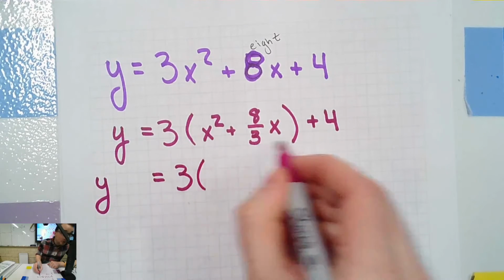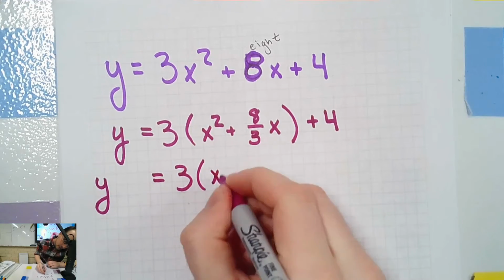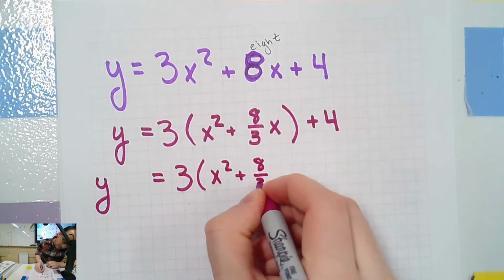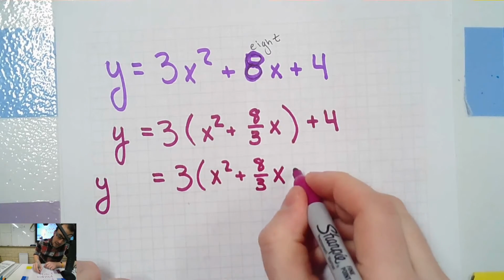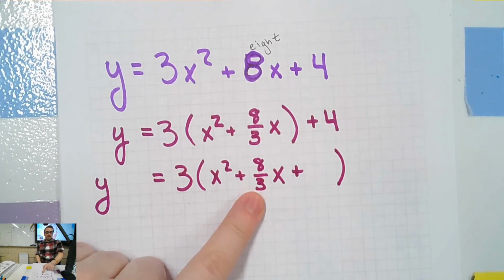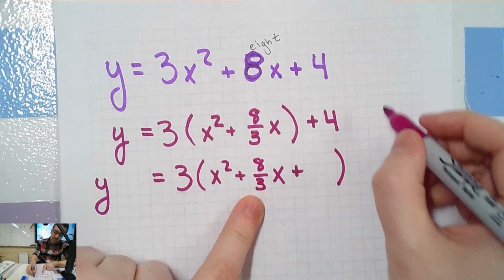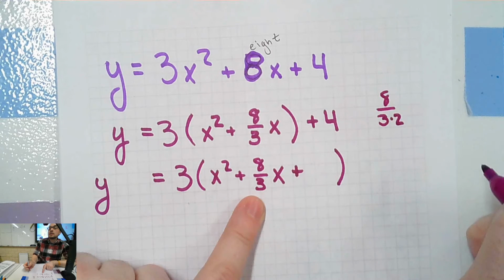We want to make this a perfect square so we can make it look like that, right? So right now we have a square and a rectangle, and we want to add on half that rectangle and square it, because that's going to be the dimension of the square we have to add in. So we cut that guy in half. What's 8 over 3 divided by 2? Division happens on the bottom, right? So 8 over 6.